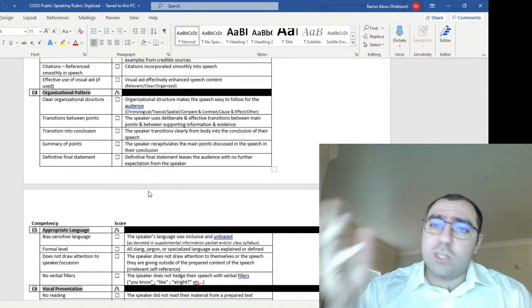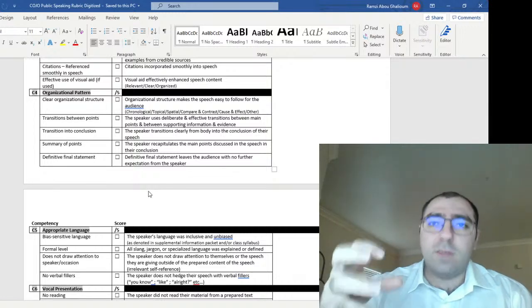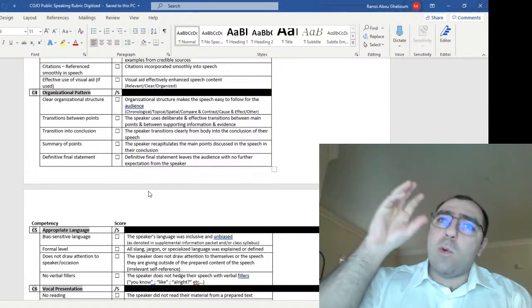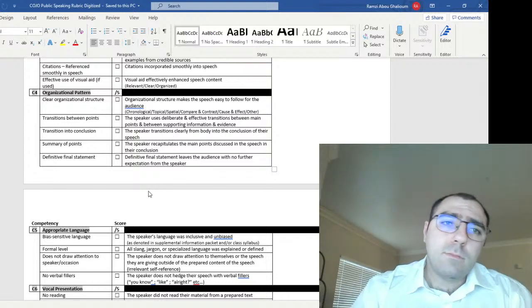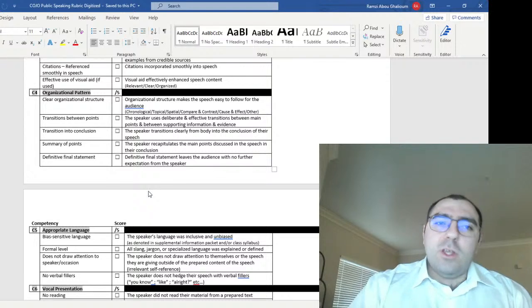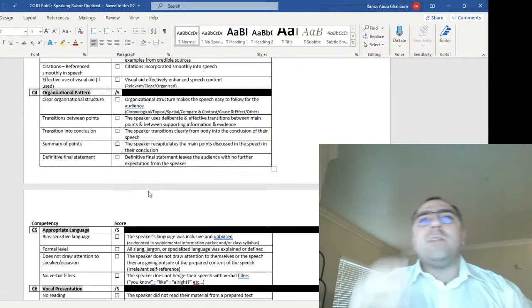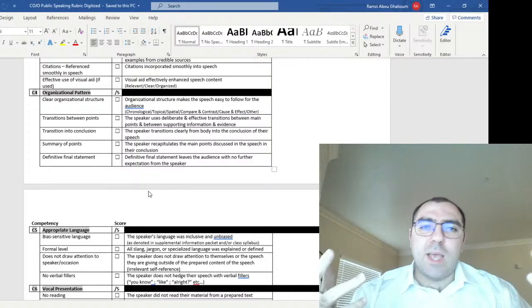Again, here we have transitions. I talked about transitions. If you're going between your points effectively, and I understand logically that now we've left point A and we've gone to point B, you get the points for that. Easy peasy. Transition into conclusion, same exact thing. In your conclusion, you've got the summary of points. The summary of points is the opposite of your preview of points, but essentially contains the same information.